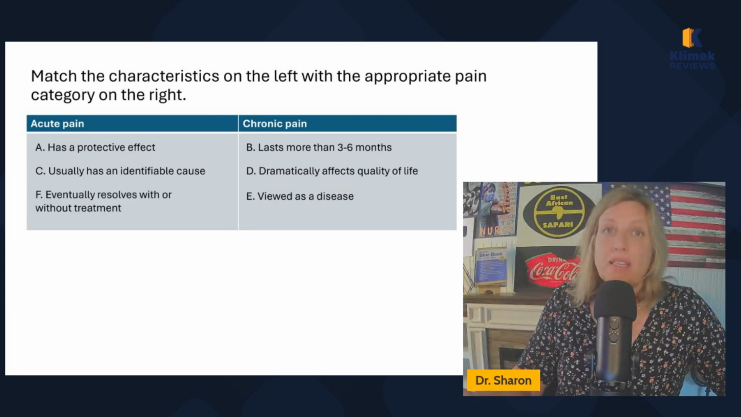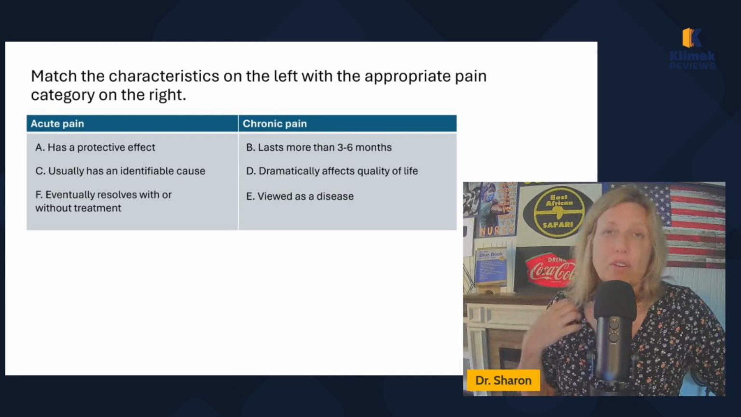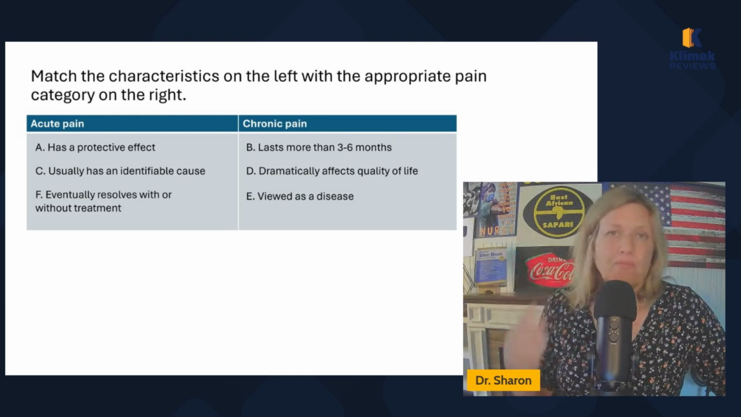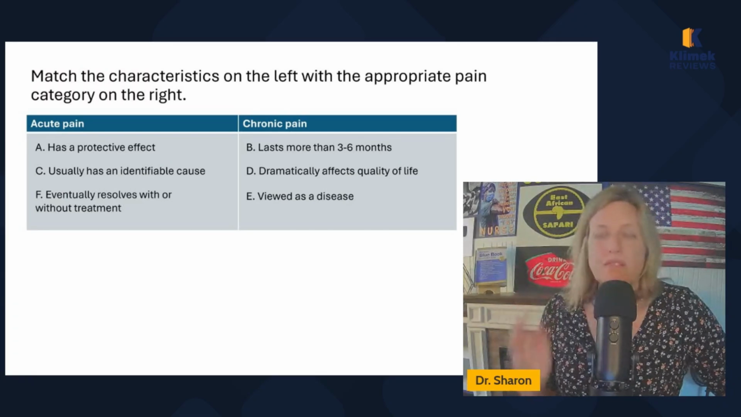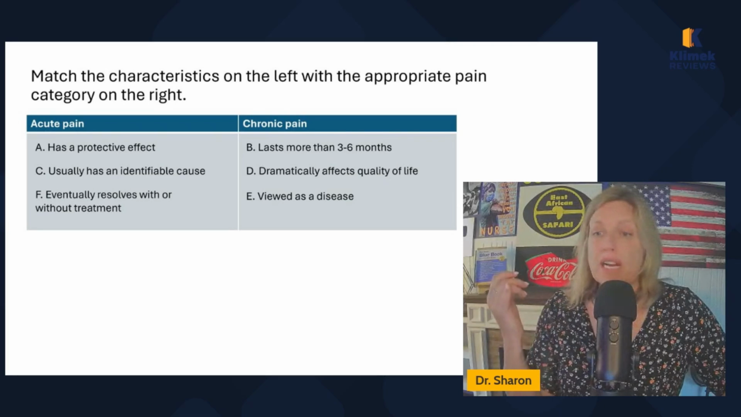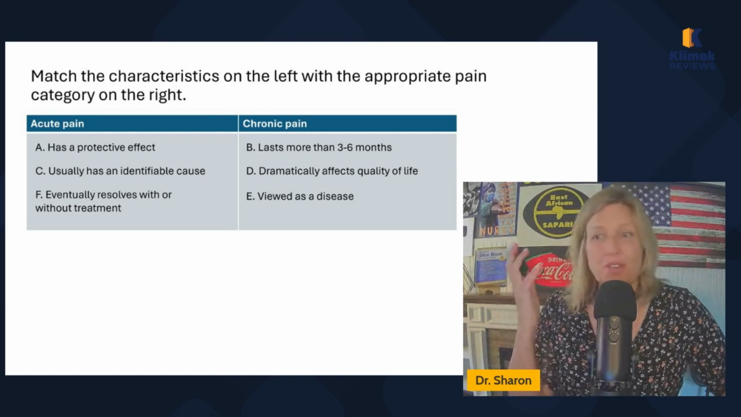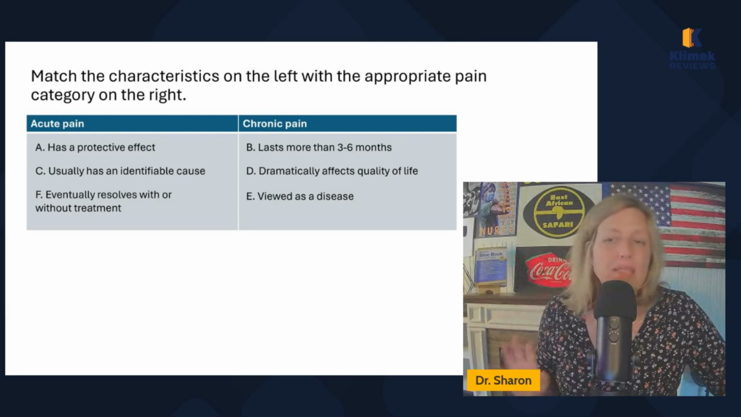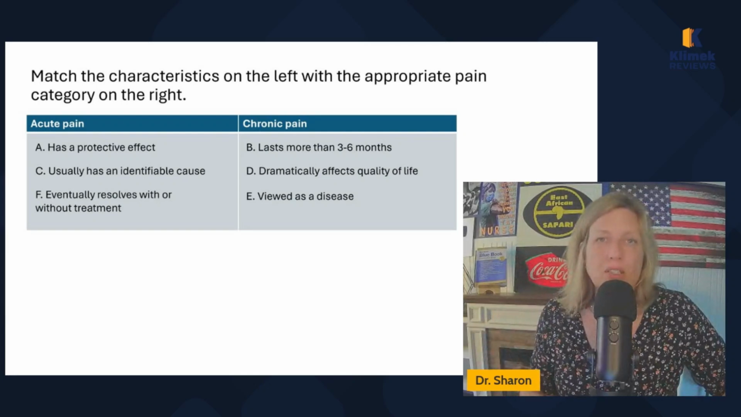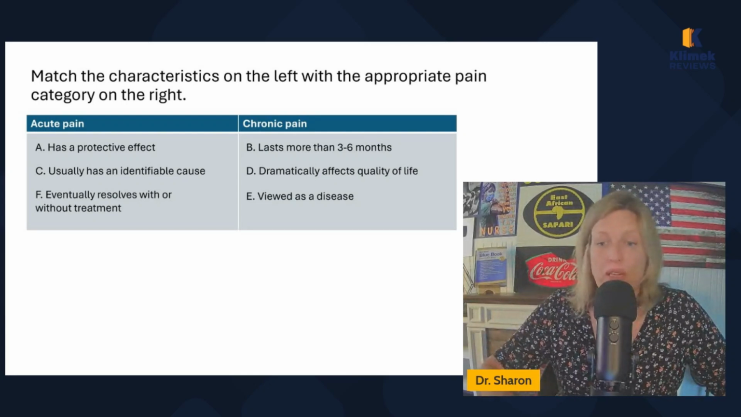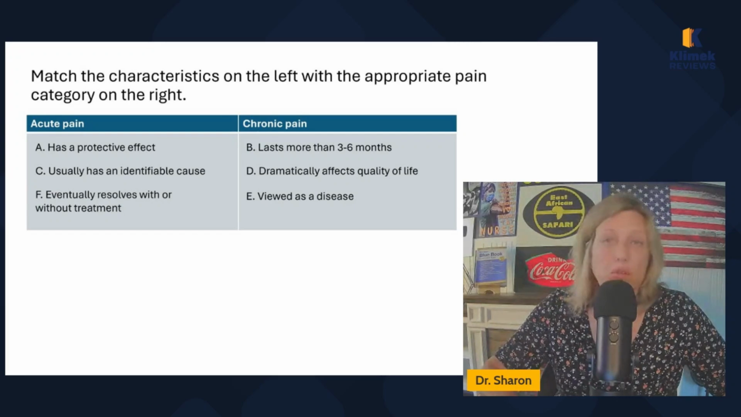Eventually resolves with or without treatment. I mean, acute pain does eventually resolve. I don't know if you've ever met somebody who broke their little finger in a baseball game when they were like 17 years old. And they never got it fixed. They never did anything about it. Now that's chronically bent, but it doesn't hurt. It just stopped hurting eventually. They just ignored it and it went away, took some Tylenol and it went away eventually, but they still have a crooked finger. So that's pretty common for acute pain. It does go away with or without treatment. That's what acute pain is.